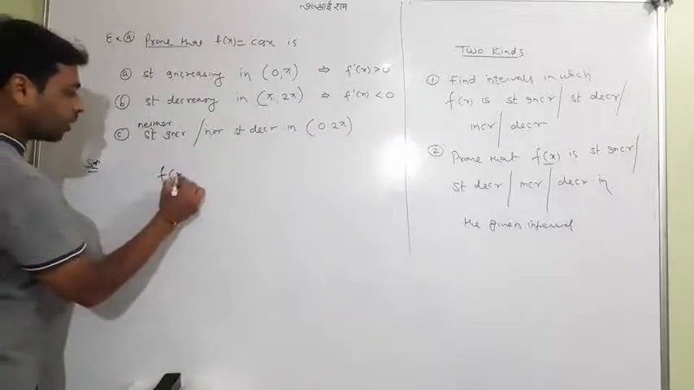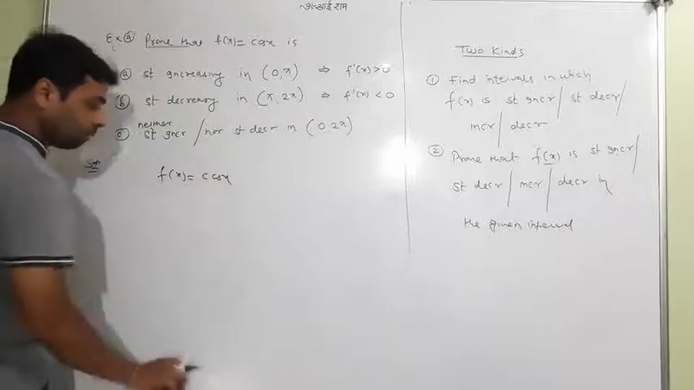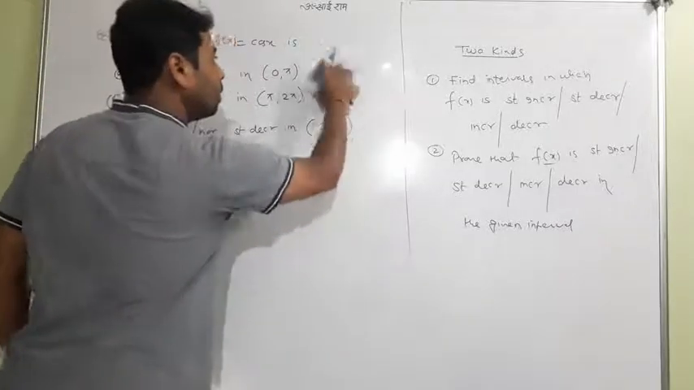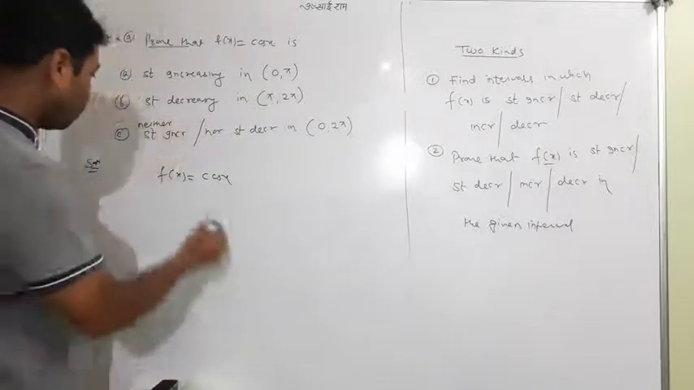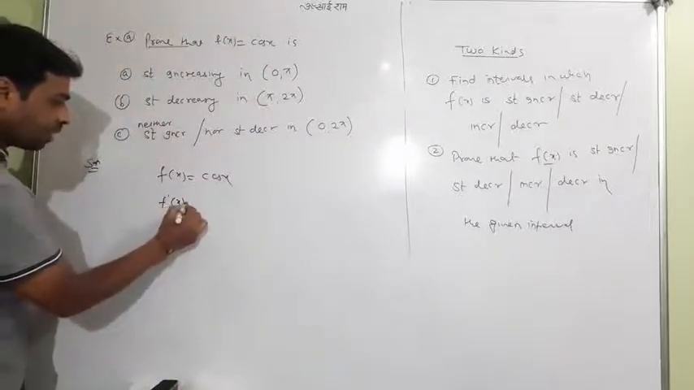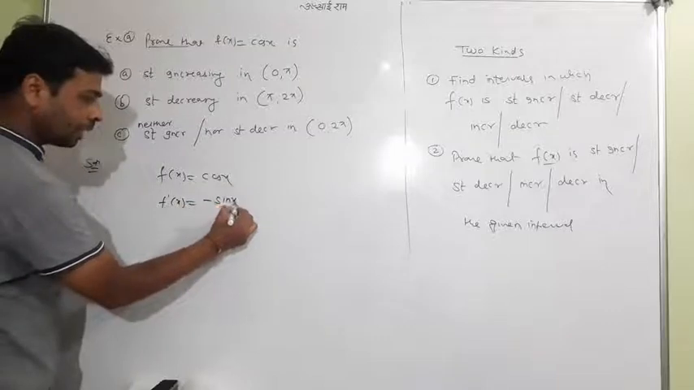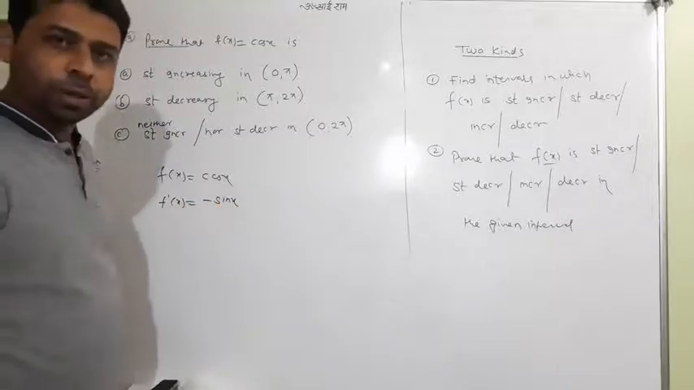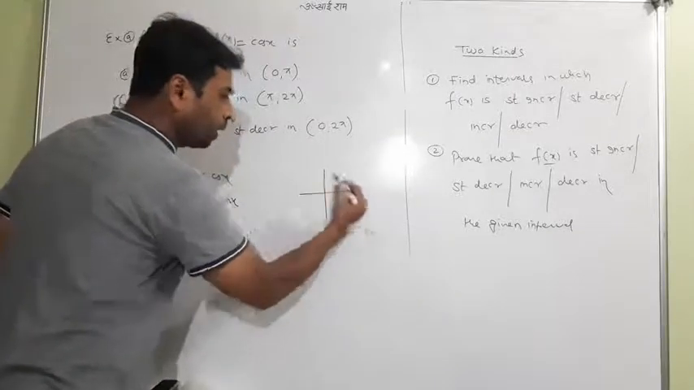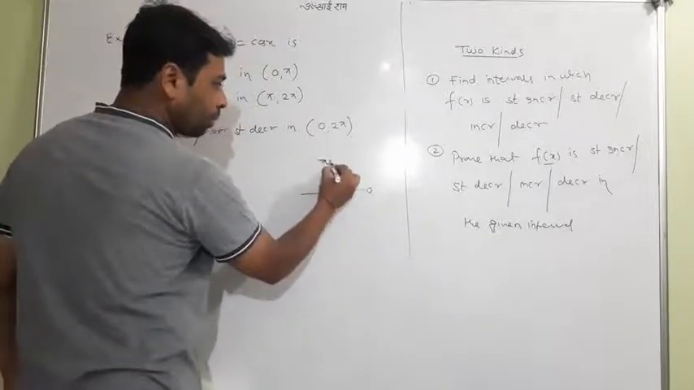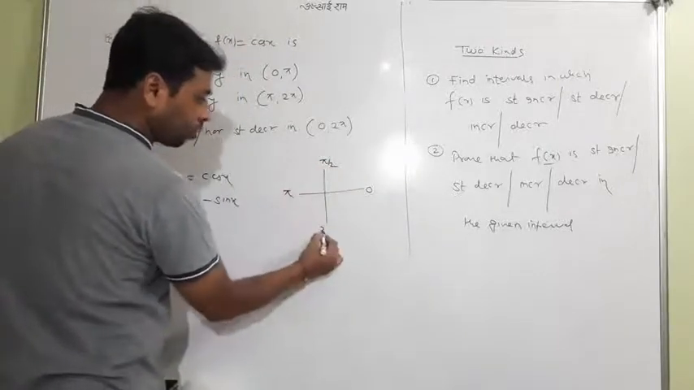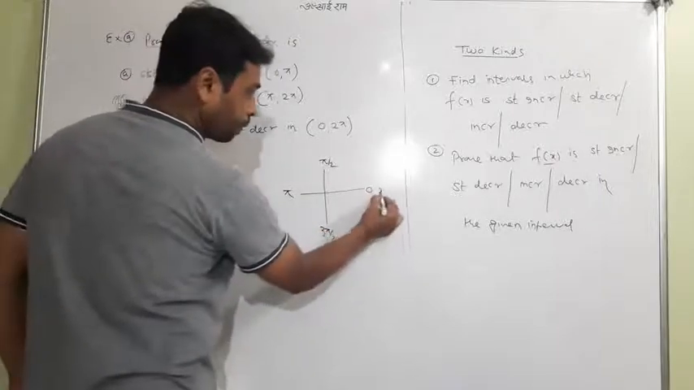The function is given, cos x. I am rubbing the board for a while. Now f of x equals cos x. Now find f dash x. f dash x will be minus sin x. You know it. Now I raise one very important concept which you already know. This is the quadrant system. This is 0, this is pi by 2, this is pi, this is 3 pi by 2, and this is 2 pi.